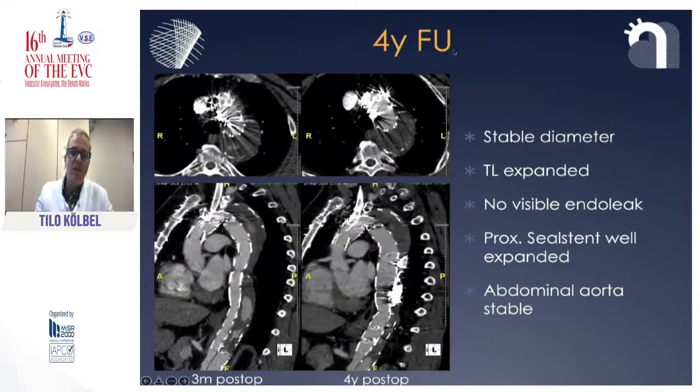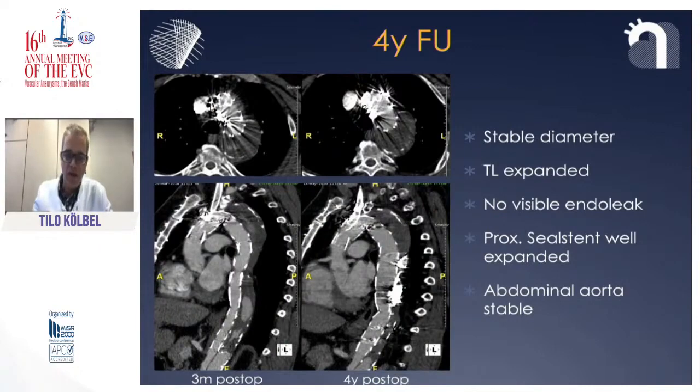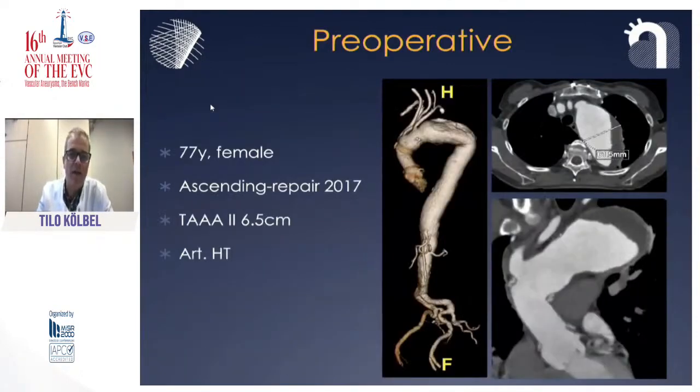Here you already see the 4-year follow-up images showing that the aneurysm stayed at a stable diameter. There was no further endoleak, and you can see from the distal part that the false lumen has also regressed somewhat, and the true lumen has expanded. So that is a typical case in a chronic type A dissection. Let's see if we manage to show you also some moving images.